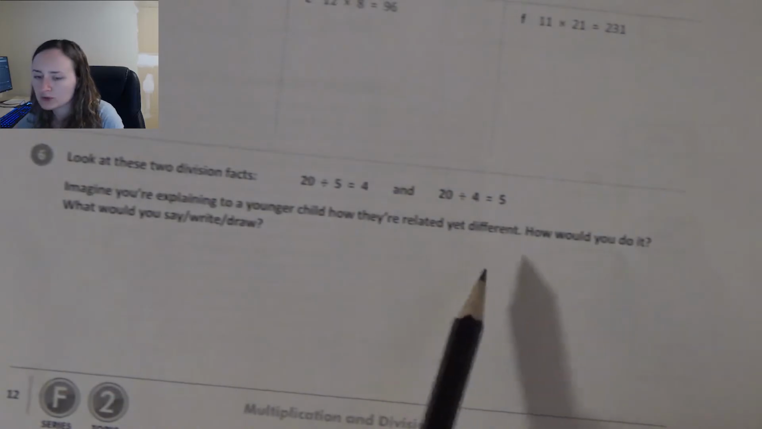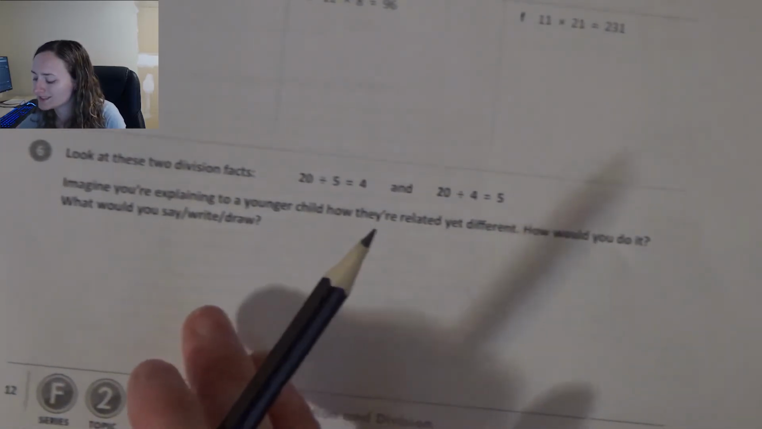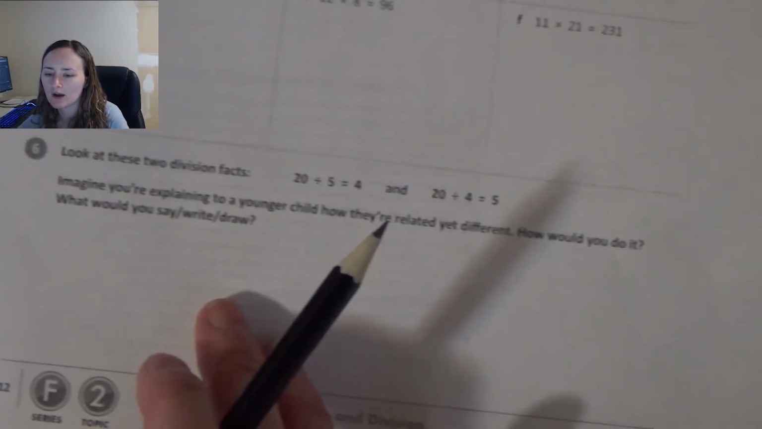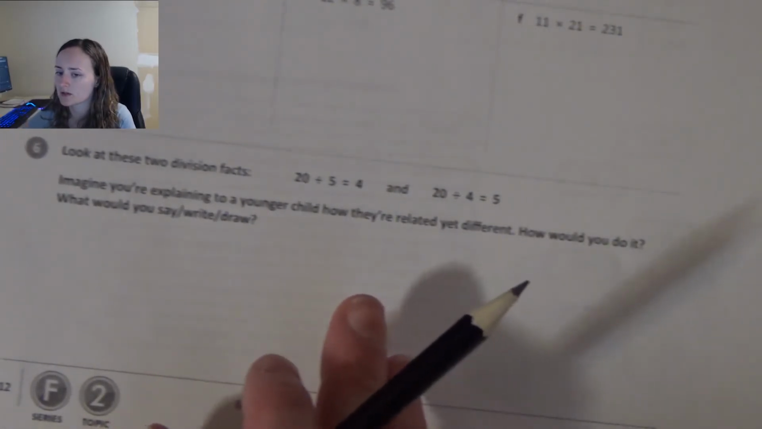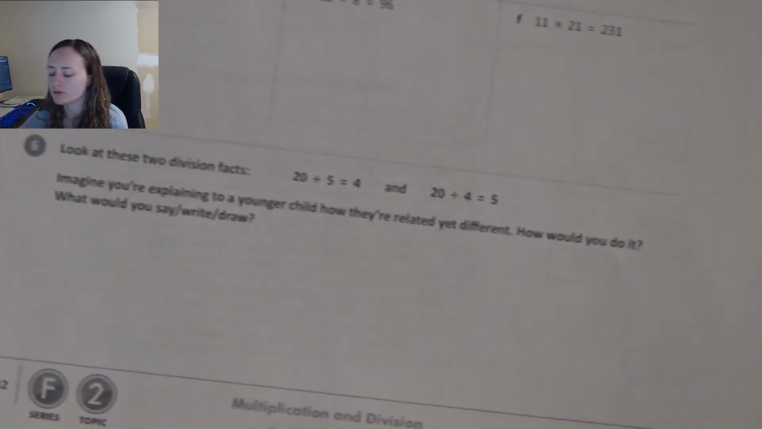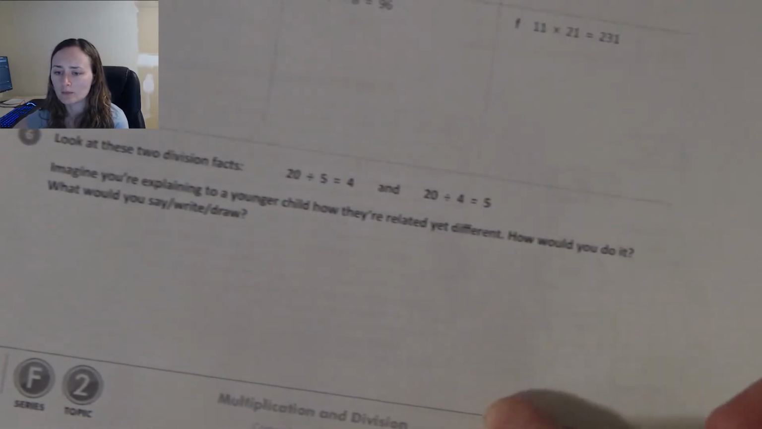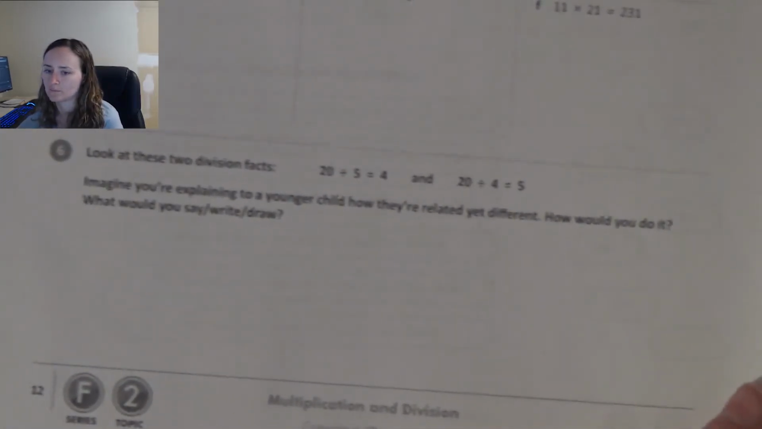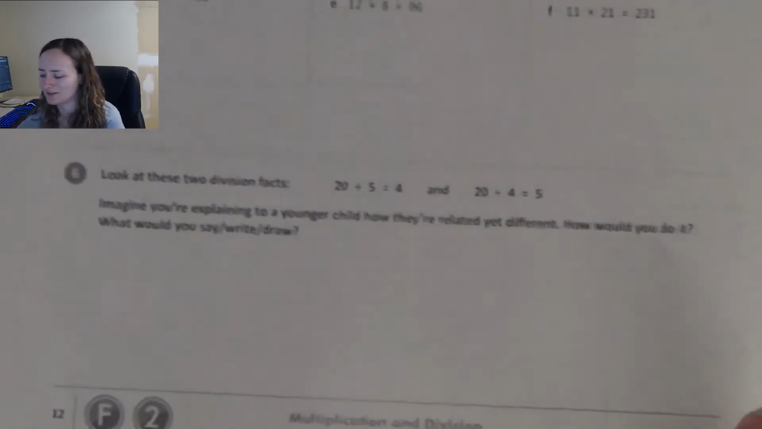On to number 6, we're going to look at these 2 division facts. And imagine that you're explaining that to a younger child, or maybe your brother or sister, or another student in the school, how they're related and yet also different. How would you do it, and what would you say or write or draw? So how would you solve these equations? I'm not going to do this one for you because it is the only one, but I want you to think about how you might explain this to maybe a classmate who's not understanding it, or a younger student who's just learning it, or maybe you've got a brother or sister who's struggling and they need your help. How would you teach this to them? Or maybe I don't know and you need to teach me how to do it.